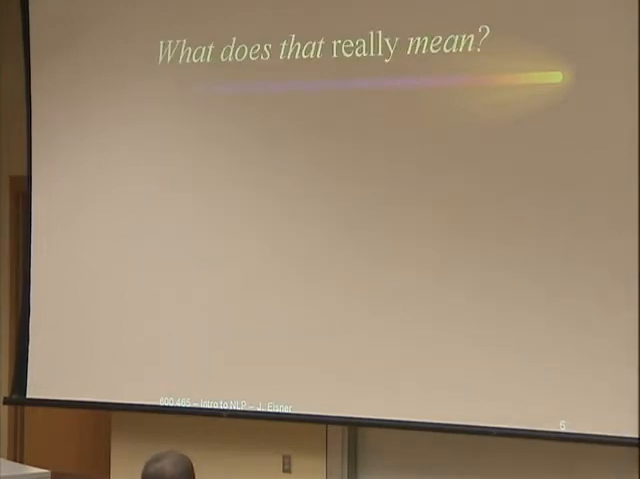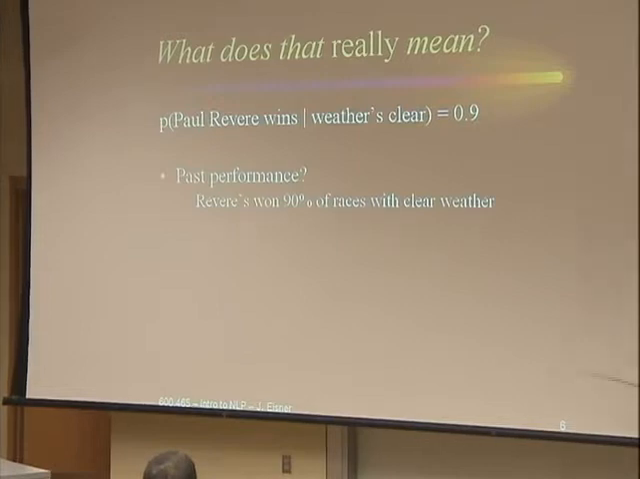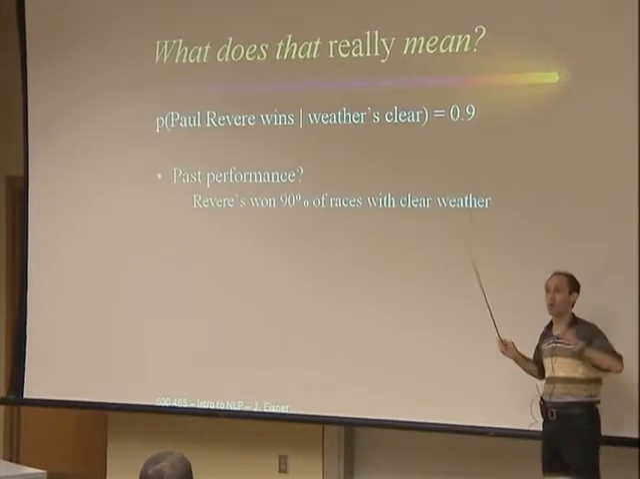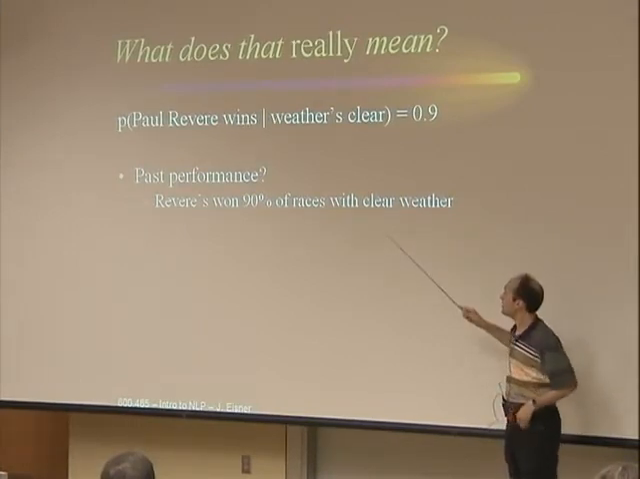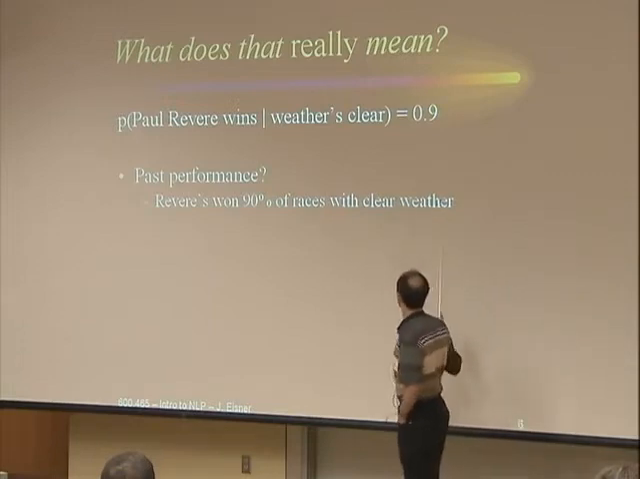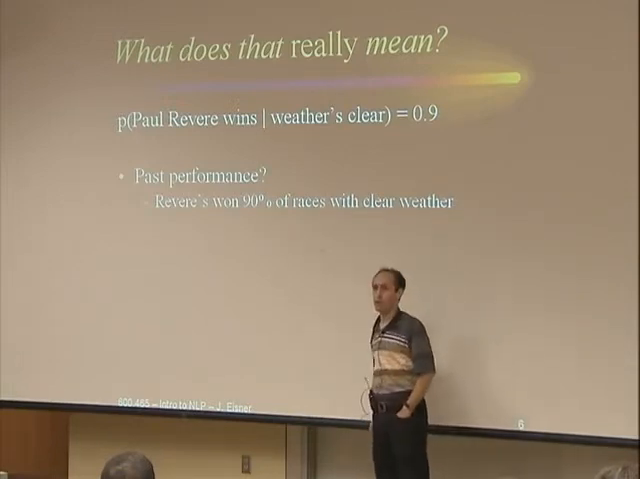Okay. So what does that really mean? One possibility is that it means that's what we've observed in our corpus, in other words, our text. In this case, a history, all the racing broadsheets for the past 10 years. And we've observed that on times when there's clear weather, Paul Revere's won 90% of the time.